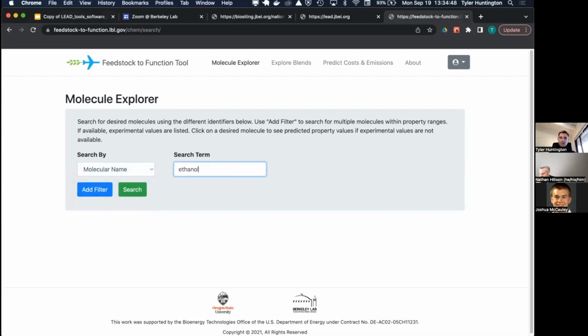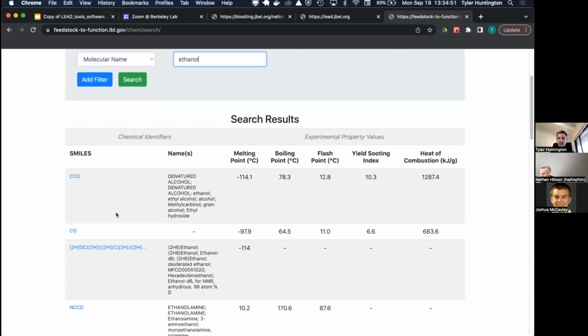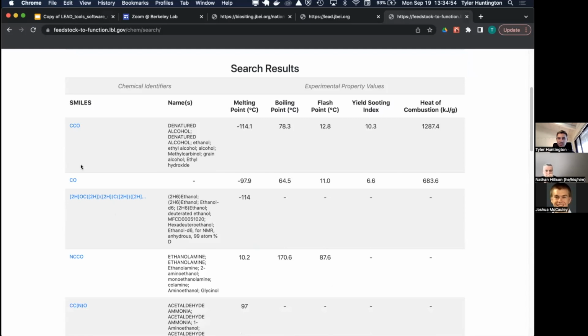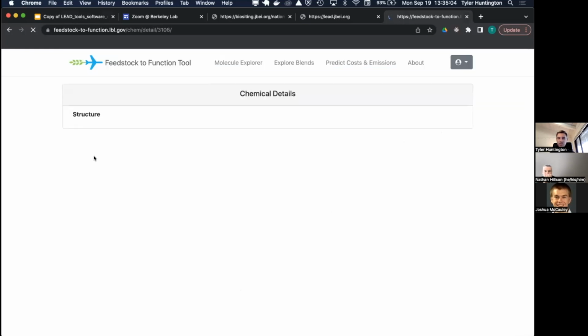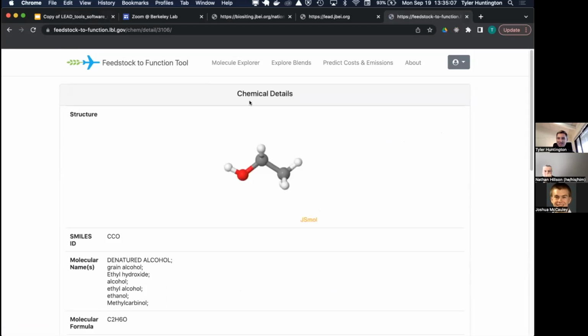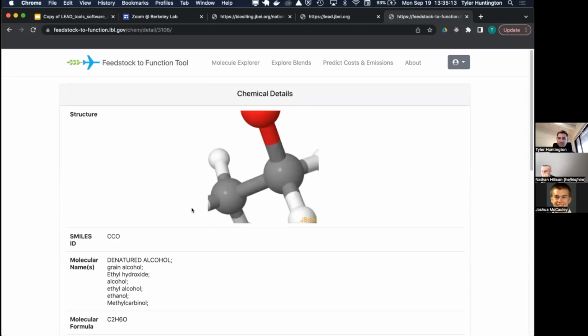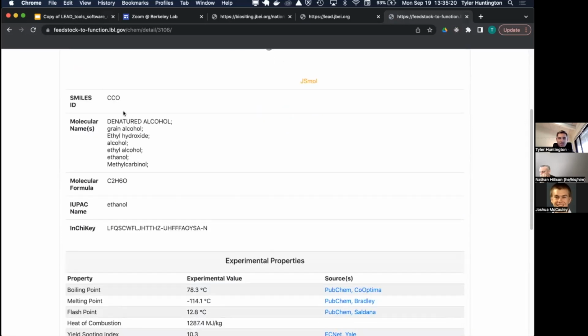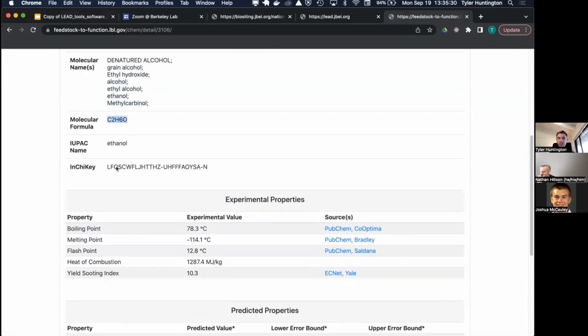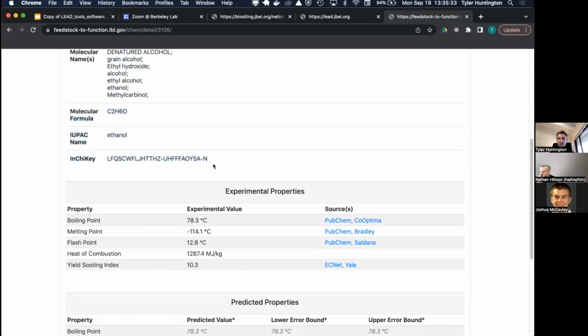So for a simple case, we can search for ethanol, and in our results table, it'll bring up the closest result as well as the next few closest results, just like a Google search would. This is the ethanol we're looking for. And when you go to the detail page for one of these chemicals, you get this nice little interactive 3D molecular model, which is kind of fun, as well as all of the identifiers as well as properties, so SMILES and synonyms for the molecular name, the molecular formula, and any of these other things you could have searched for to pull up ethanol.